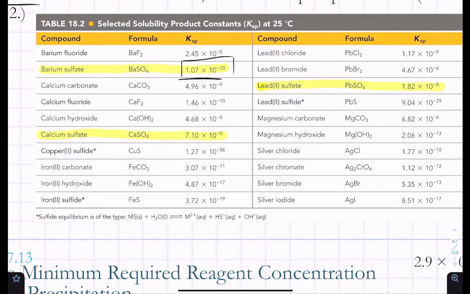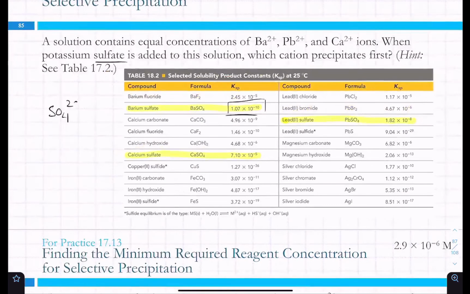And then you can imagine that if you continued to add more potassium sulfate, if all of it is precipitating as barium sulfate first, then none of those sulfate ions are actually hanging out in the solution to precipitate with the other things. Right? So it's kind of like a titration, but you're creating a solid instead of neutralizing pH. So that's kind of the relationship here.